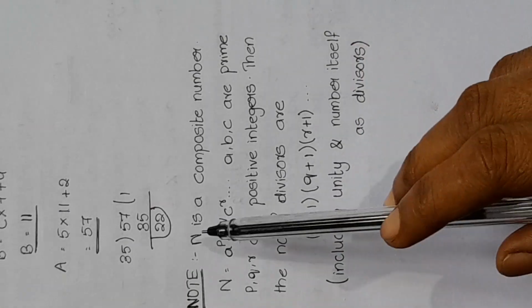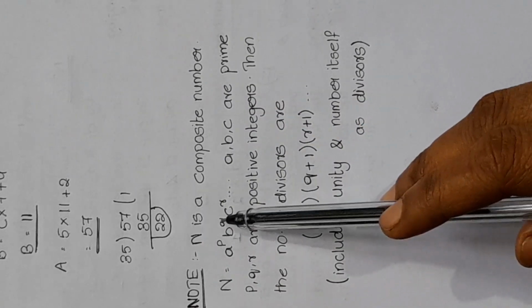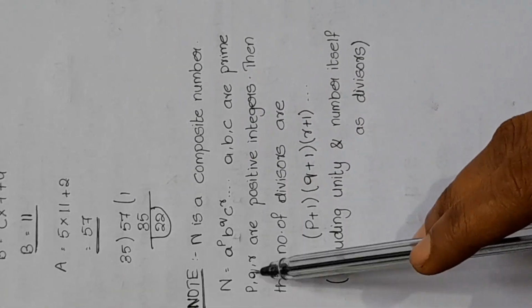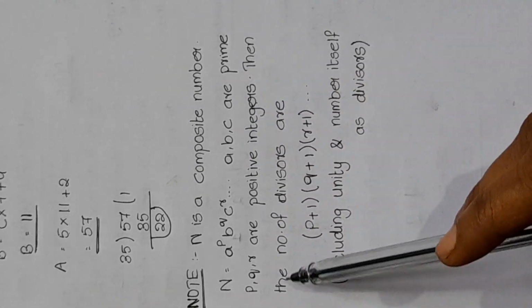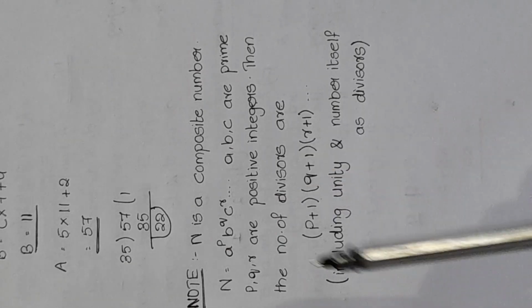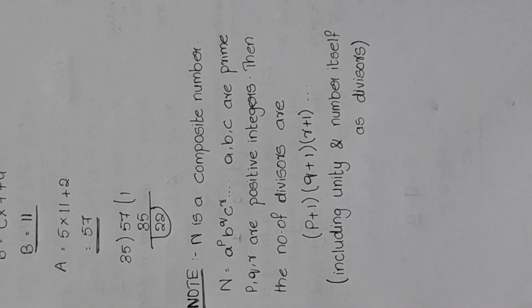Another model which is very important: N is a composite number. N is equal to a power p, b power q, c power r and so on. a, b, c are prime numbers. p, q, r are positive integers. Then the number of divisors is (p plus 1) into (q plus 1) into (r plus 1). Here unity and the number itself are included as divisors in the formula.